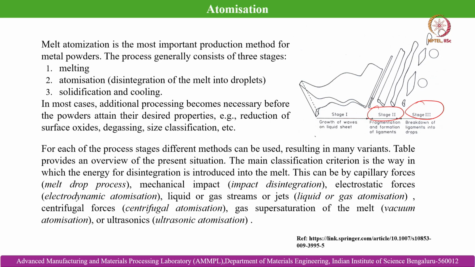So, in most cases, additional processing becomes necessary before the powders attain their desired properties, that is reduction of surface oxides, degassing, size classification, etc., that is needed for the powders which are manufactured via the atomization route. But however, atomization is the primary technique for developing metal powders.